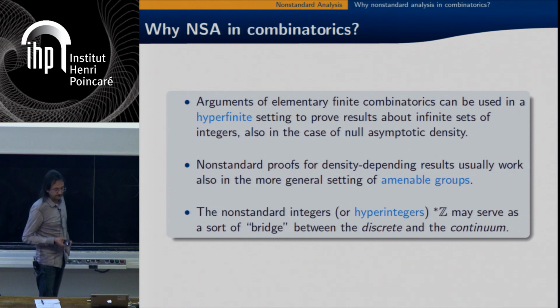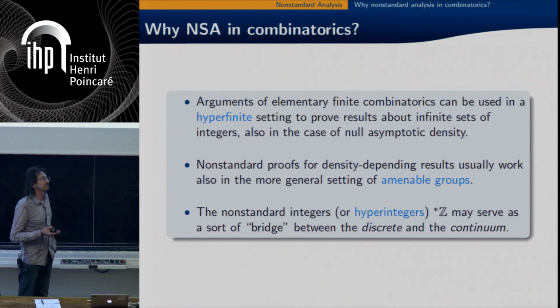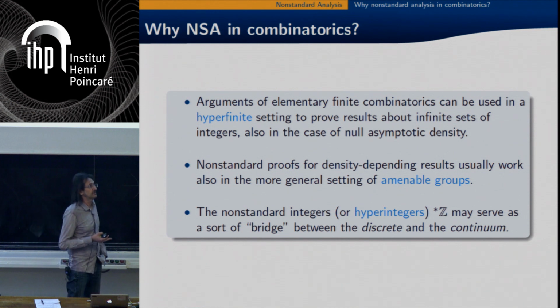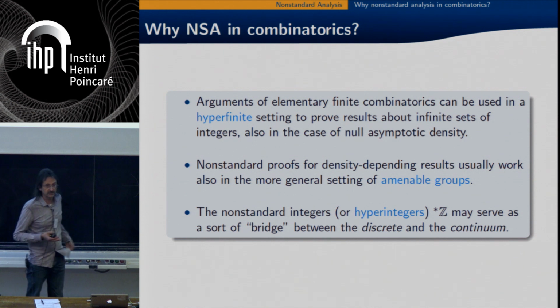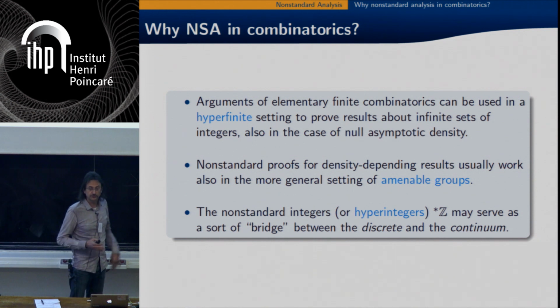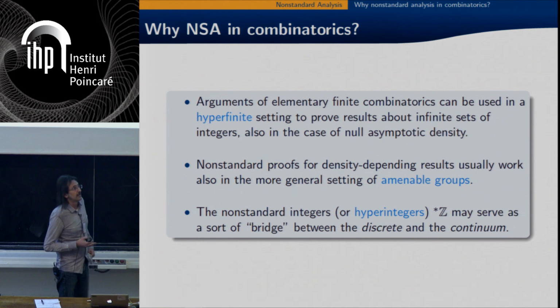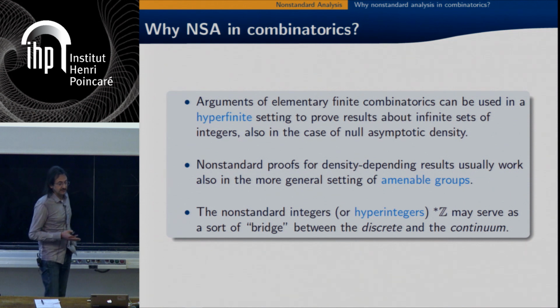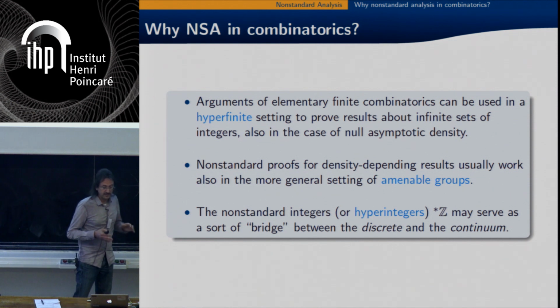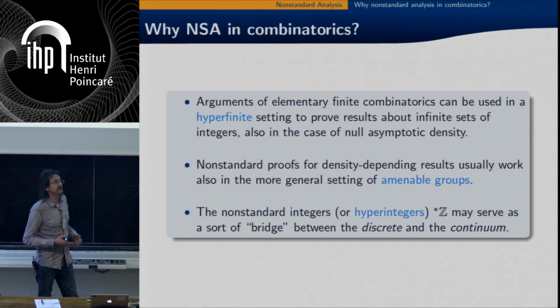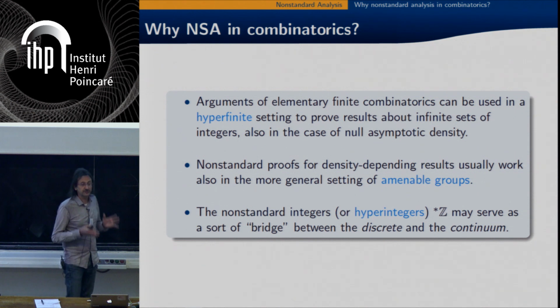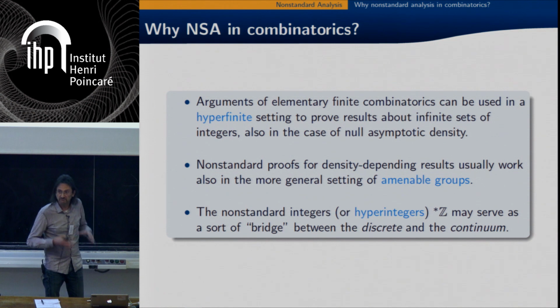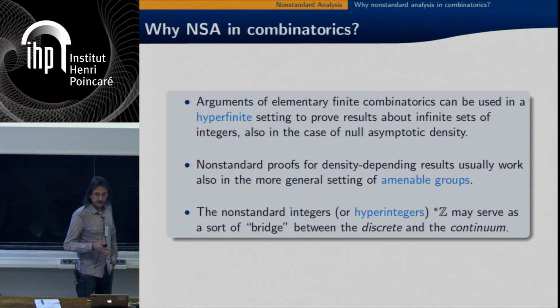So let me sketch briefly why we think that the methods of non-standard analysis can be of use in combinatorics, and I believe that there is still much to be exploited in this direction. As I mentioned, we have this nice feature that the hyperfinite setting can accommodate arguments of elementary finite combinatorics. So you can do some finite combinatorics in there on one hand. And this can be applied also to infinite sets.